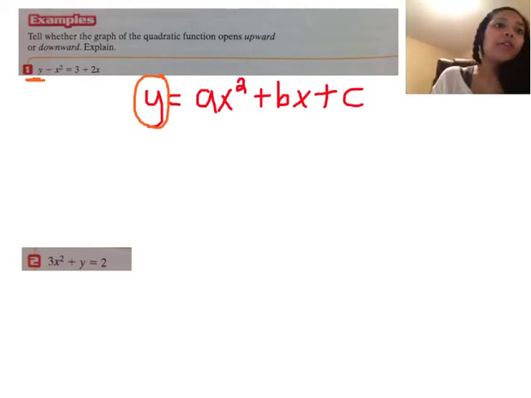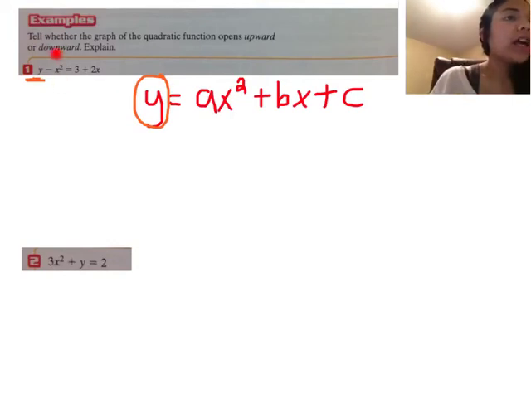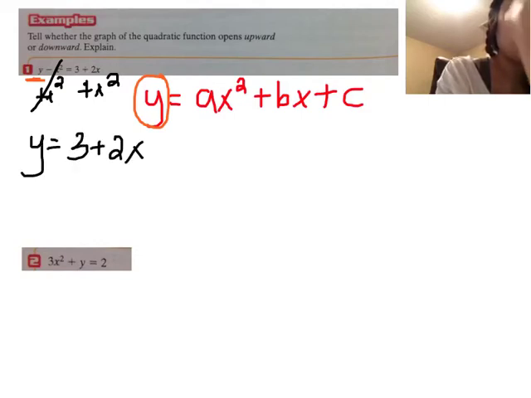Alright, tell whether the graph of the quadratic function opens upwards or downward and then explain. So, y minus x squared equals 3 plus 2x. If I could go back to my first slide, I would tell you that I need to make sure that it's in standard form. The standard form looks like f of x equals ax squared plus bx plus c, or y equals ax squared plus bx plus c. So I need to make it look like this. This could either be f of x or it could be y.